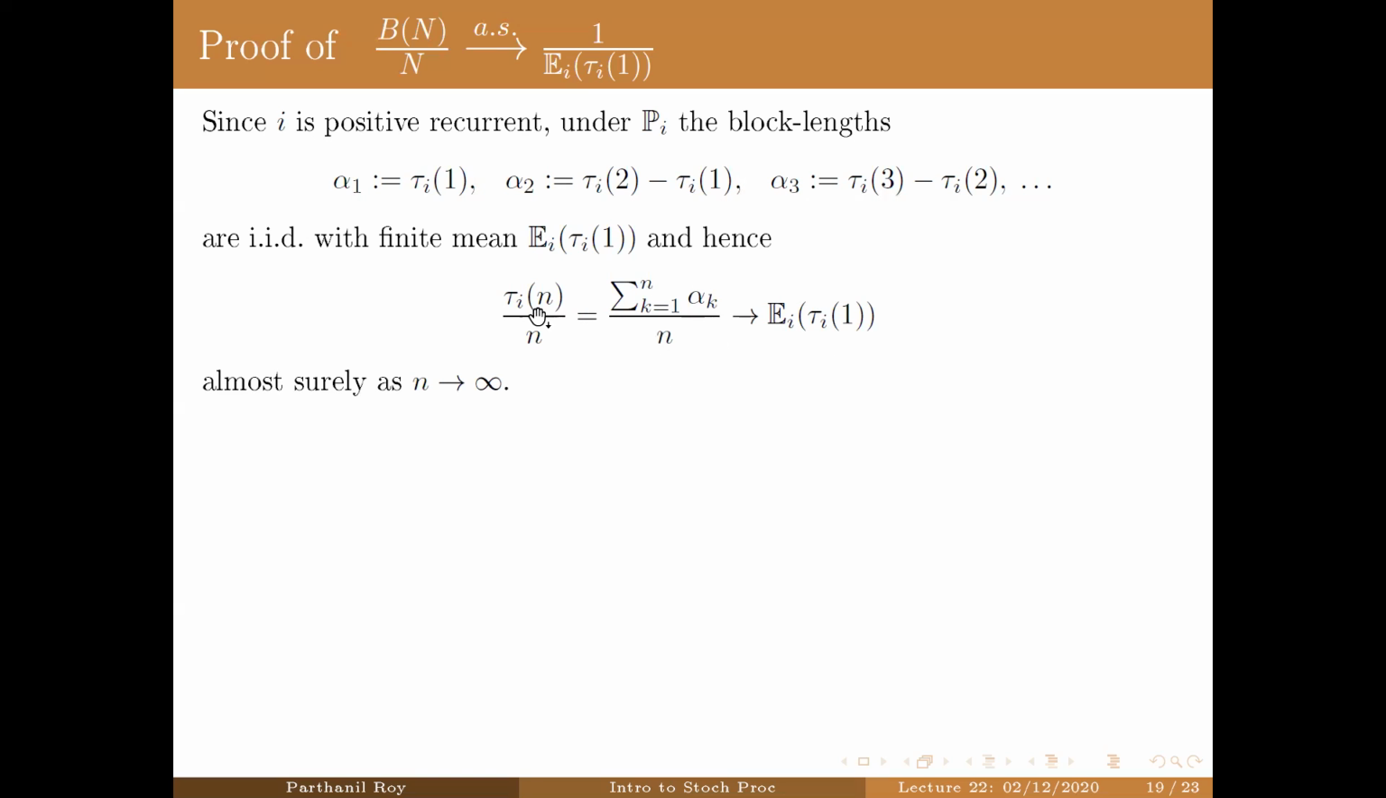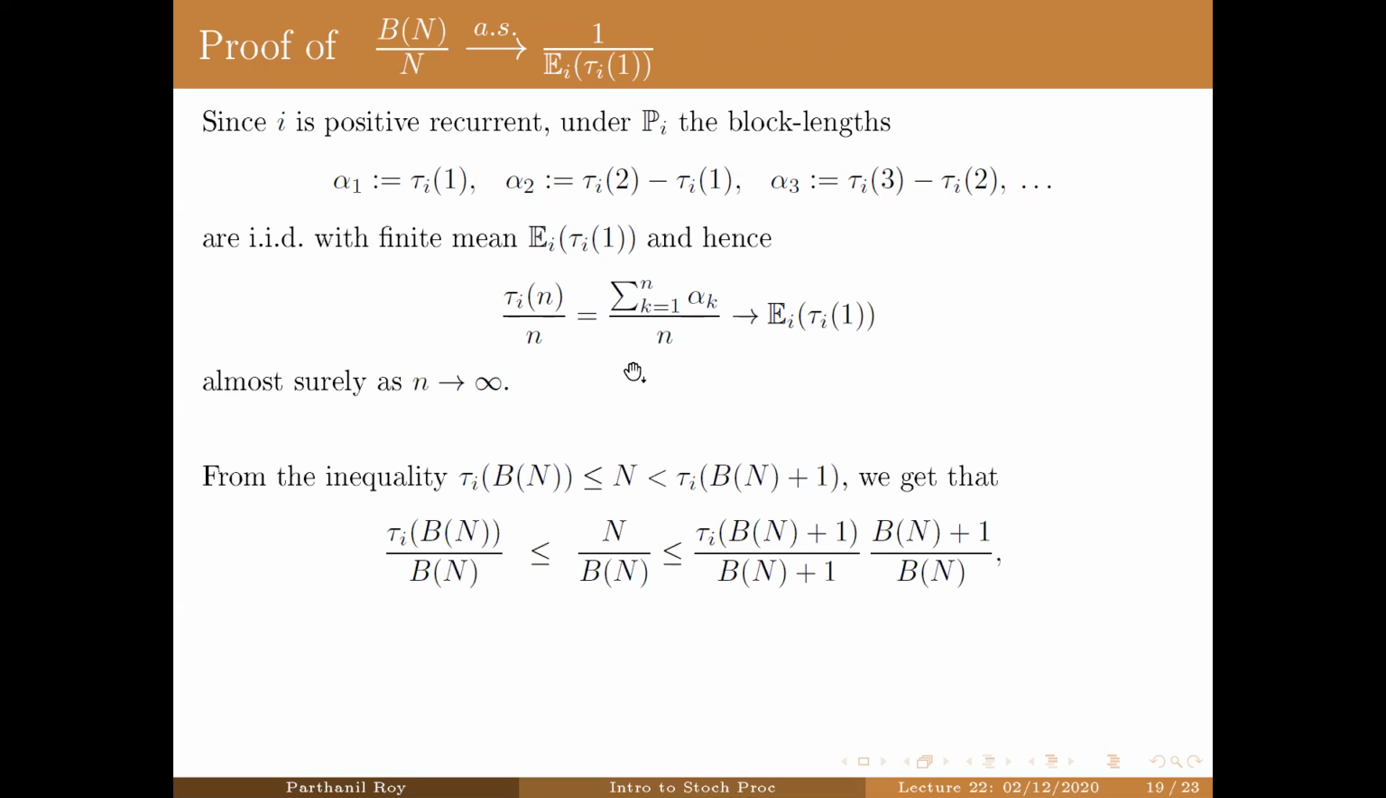Now, what is this? The tau n by n is essentially the sum of the alphas from 1 to n, because this sum telescopes, and that converges by the strong law of large numbers to the expected block size, which is the expectation of alpha 1, which is the expectation of tau I1. Now use the inequality that tau I Bn by definition is less than or equal to n, because Bn is the last k such that tau I k is less than or equal to n. And tau I of Bn plus 1 is strictly bigger than n.